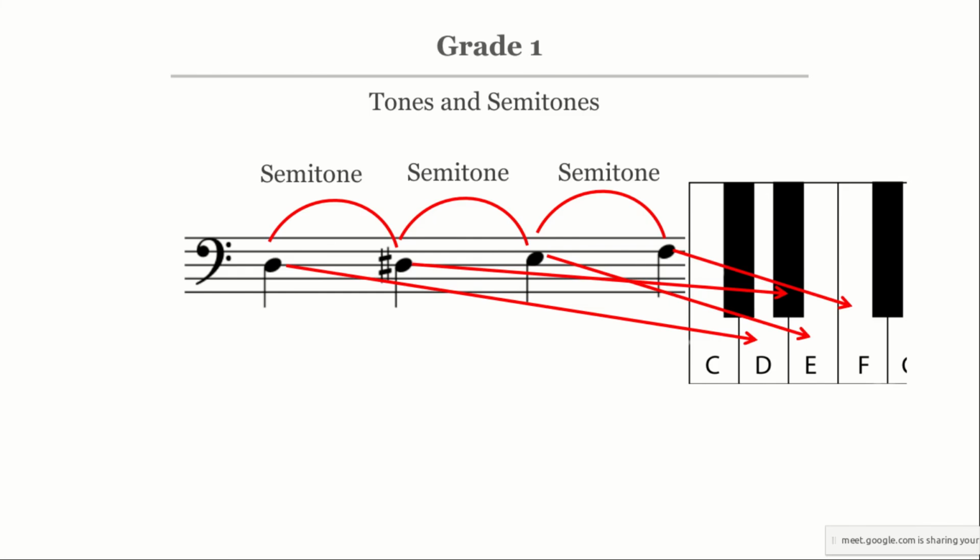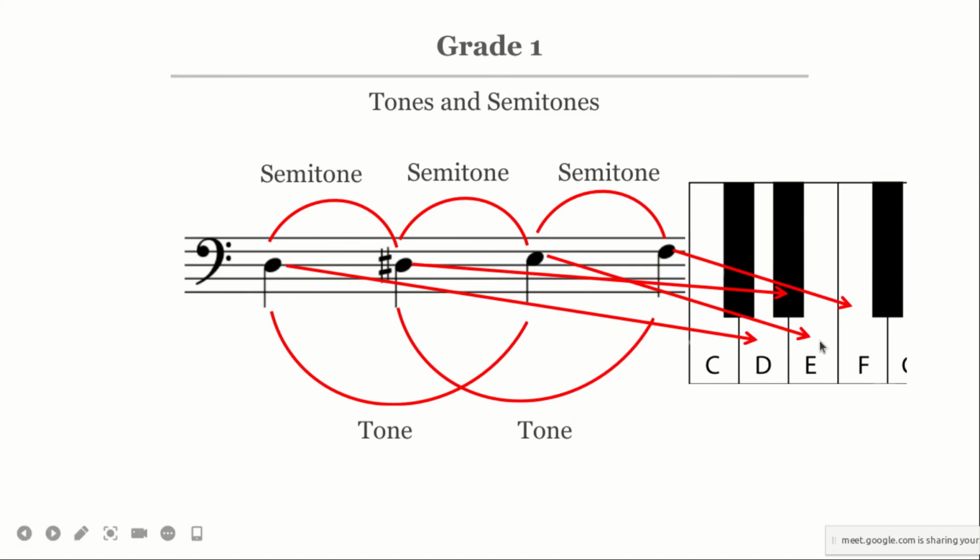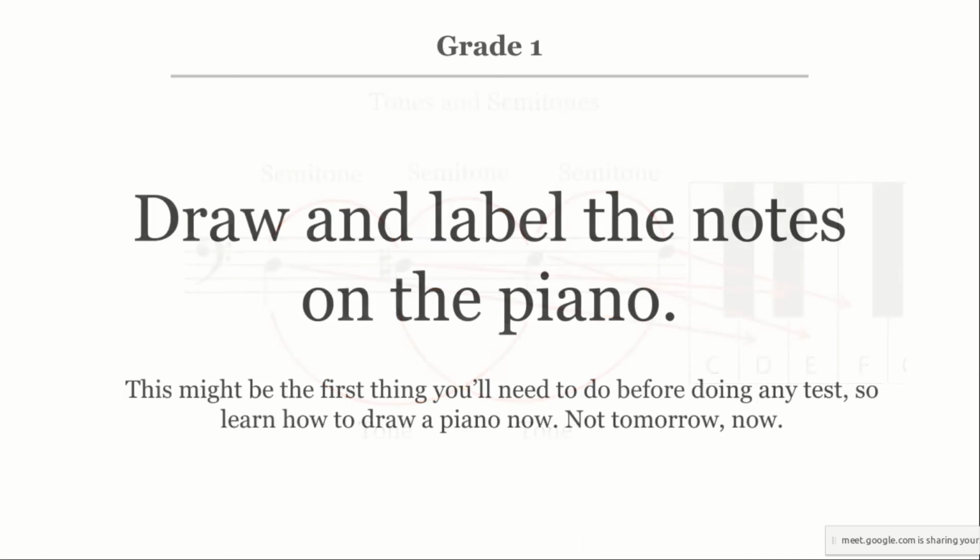And notice that whenever you skip a semitone like so, you have a tone. So from D to E is a tone because you skipped a note between. And from D sharp to F is also a tone because you skipped E between. I hope that makes sense.